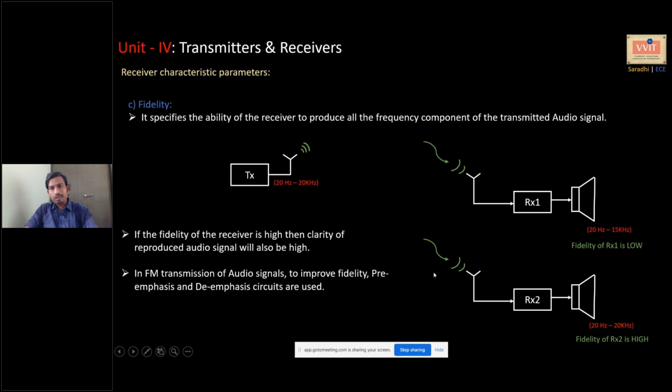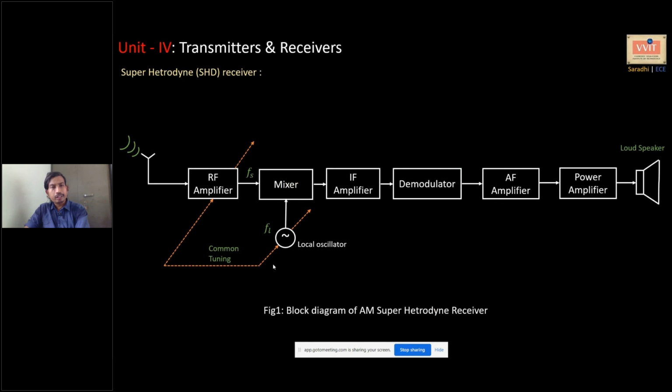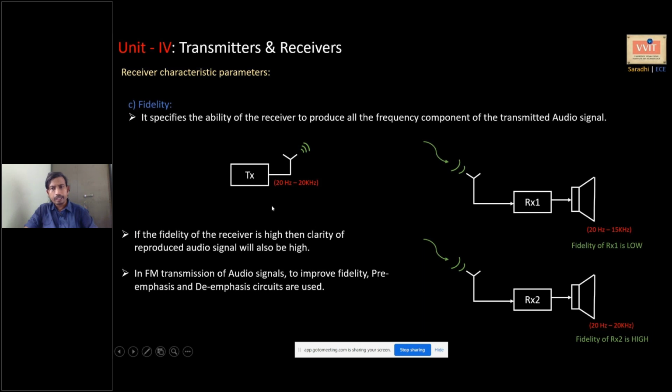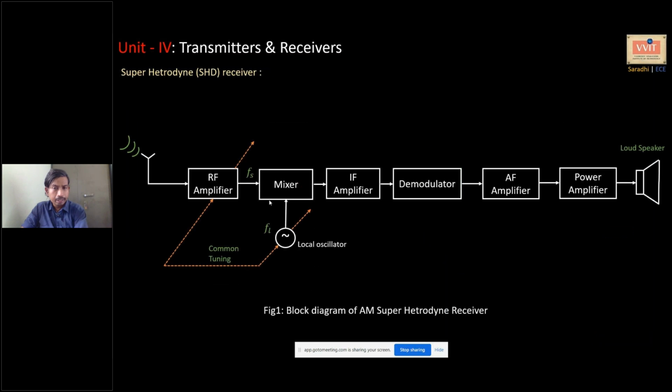Now, to improve the fidelity, we use pre-emphasis on the transmitter side and de-emphasis on the receiver side. We'll discuss pre-emphasis and de-emphasis a little later, but first, these are the important characteristic parameters: selectivity, sensitivity, fidelity. Selectivity is determined by the efficiency of the tuned amplifier. Sensitivity is determined by the gain of the amplifiers, and fidelity can be maintained by pre-emphasis on the transmitter side and de-emphasis circuits on the receiver side.